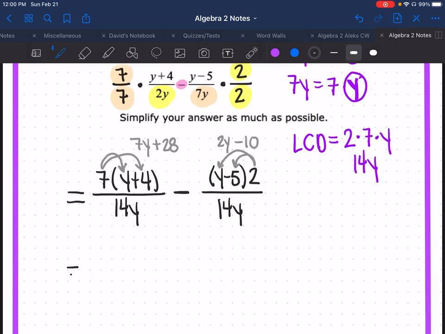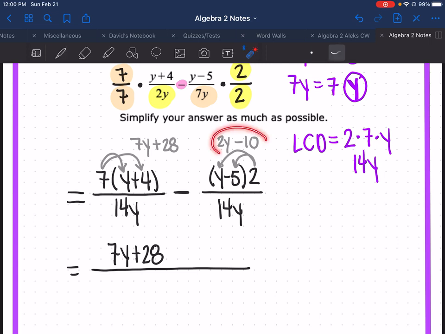All right, here's my next step. I'm going to combine it all into one big fraction. So 7y plus 28 for my distributing of my first rational numerator. Then I'm going to subtract this, but remember that means I'm distributing it. So minus 2y plus 10.